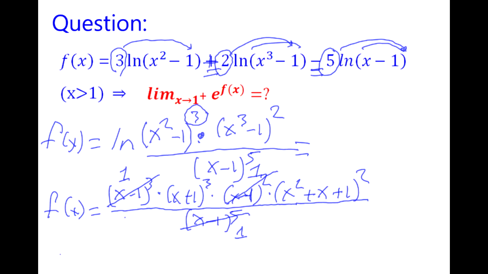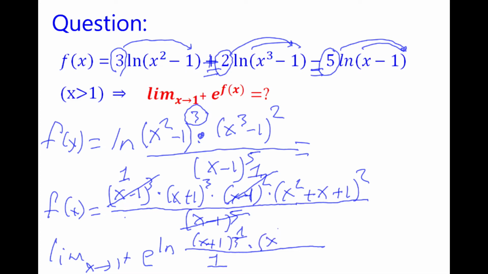And now we can write the question as the limit when x goes to 1 from the right side of e to the power of ln, and let me put a fraction here, so we have 1 in the denominator, and we have x plus 1 to the power of 3 times x squared plus x plus 1 to the power of 2, and this is equal to.